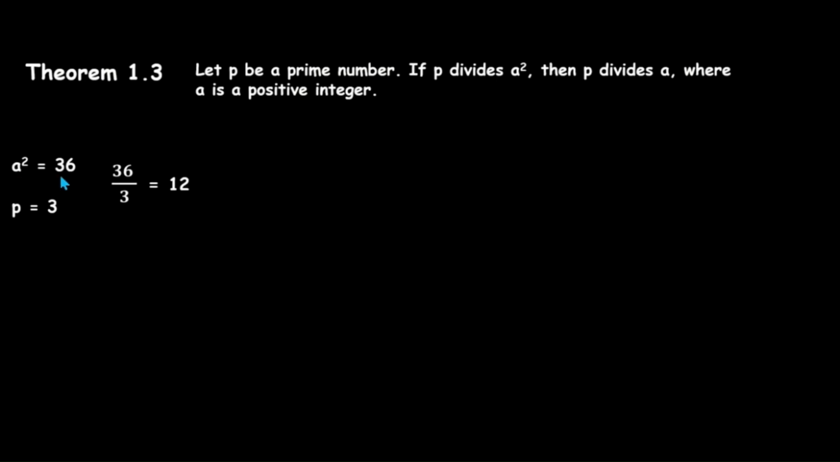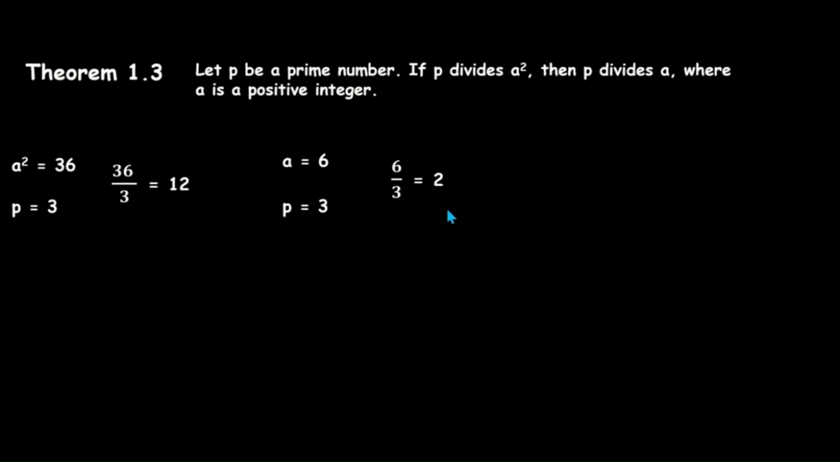Now if a square is 36, what is a? Our a would be 6 because 6 into 6 is 36. So the root of a square is a, which is nothing but 6 in our case. And the prime number p, which is 3 in our case, can also divide the a, which is our 6 here, which is the root of our a square. So 3 can divide 6, which is our a here, and gives us 2 as the quotient and 0 as the remainder.